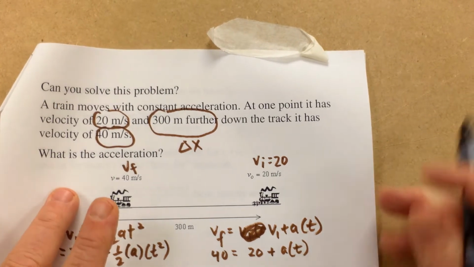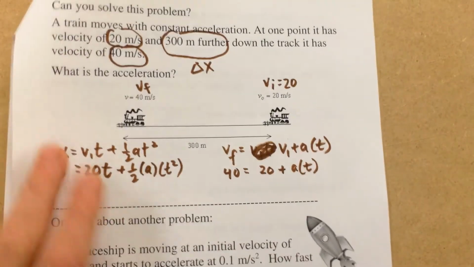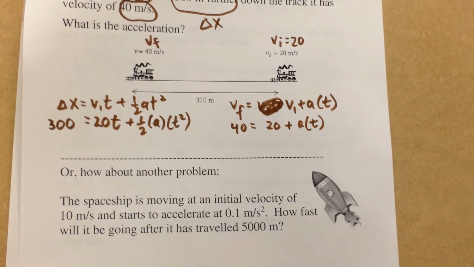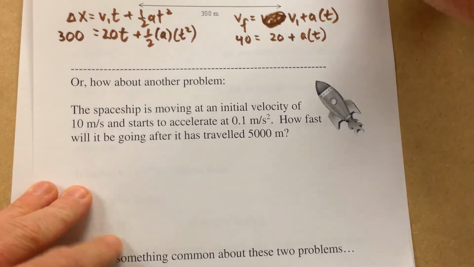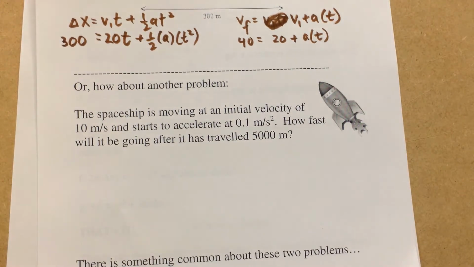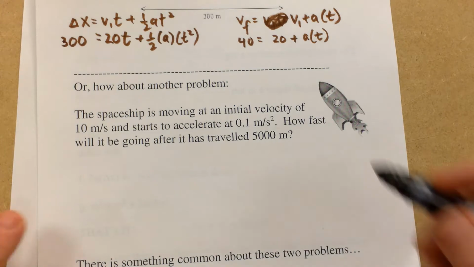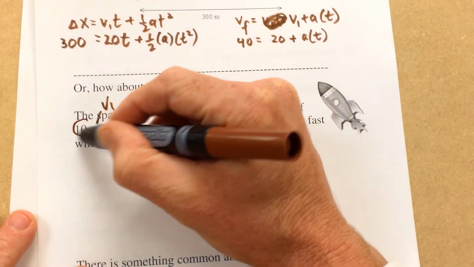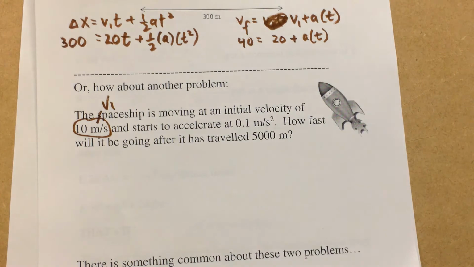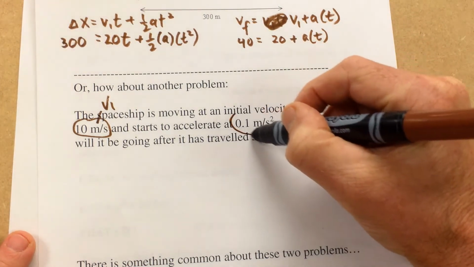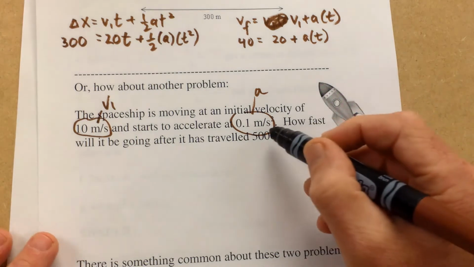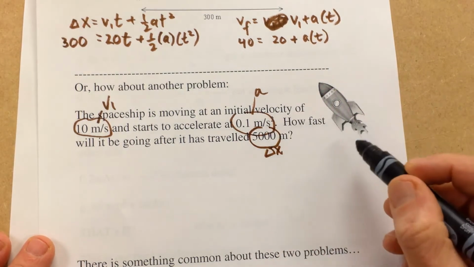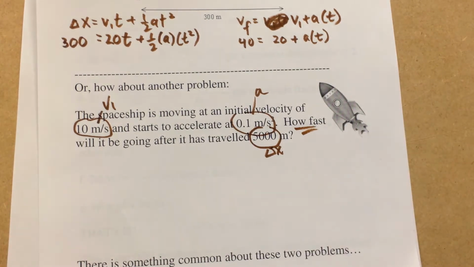Well, let's take a look at maybe another type of problem. Let me scroll up here, make sure this gets on okay, and let me put down my tape again. A spaceship moves at an initial velocity of 10 meters per second. So that'd be your VI, right? That's what the spacecraft is doing initially. It starts to accelerate at 0.1. So there's your A. How fast will it be traveling after it's traveled 5,000 meters? So this would be a delta X. What is it we're really trying to figure out? How fast, right?